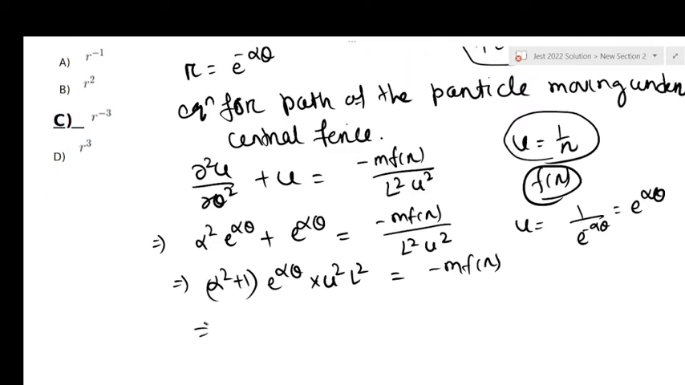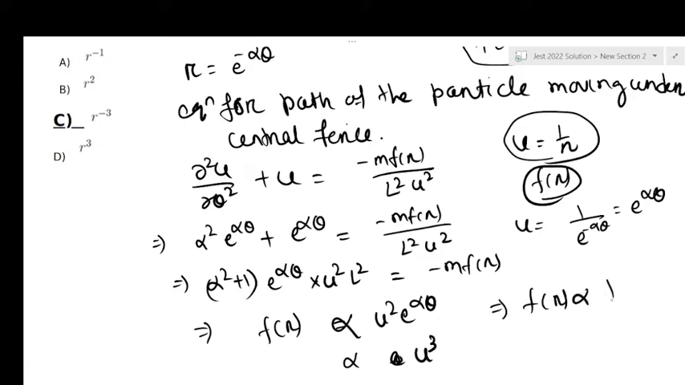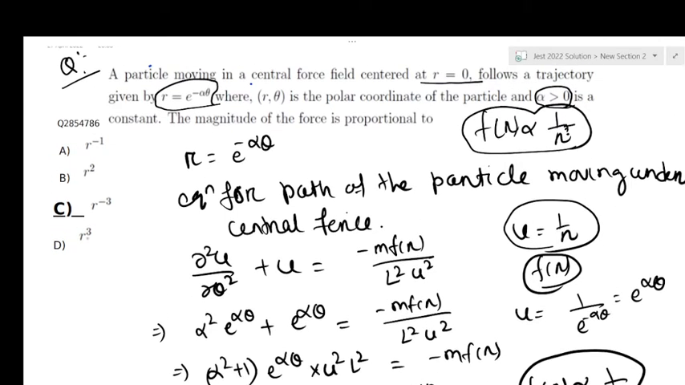So then all the things are constant. So if you see, f of r is proportional to u square e to alpha theta, and u is equal to e to alpha theta, so that will be u cube. That implies f of r is proportional to 1 by r cubed. Okay, and that is option C.